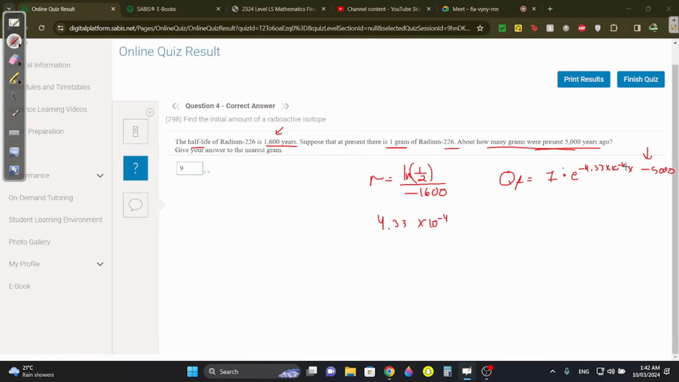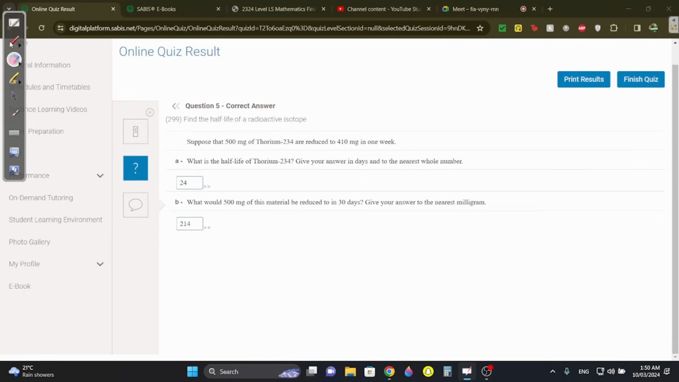Why are you using the time as minus 5000 years? We're saying 5000 years ago. We're talking about the past. If it's in the past, you multiply by minus 5000. And let me do this on a calculator. 1 times e to the power of minus 4.33 times 10 to the power of negative 4 times minus 5000. You get 8.714 on your calculator and round it to the nearest gram. That's 9.